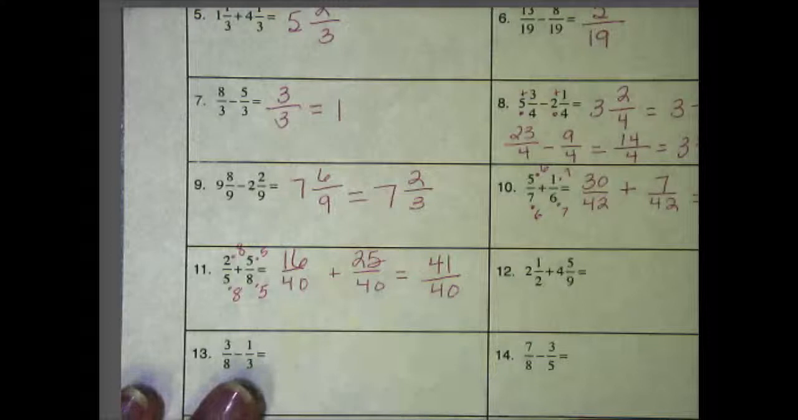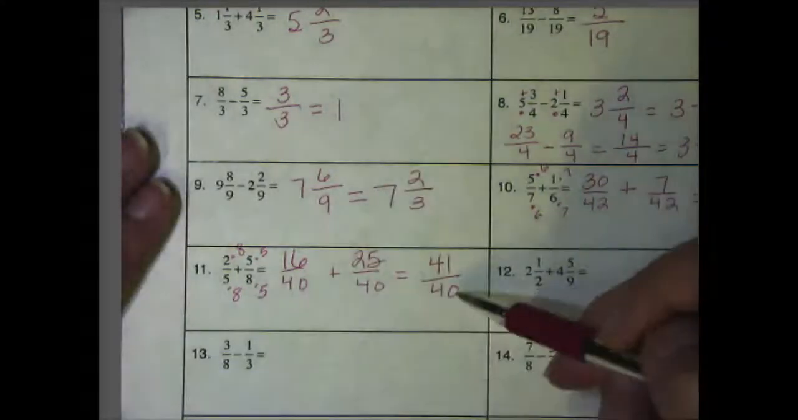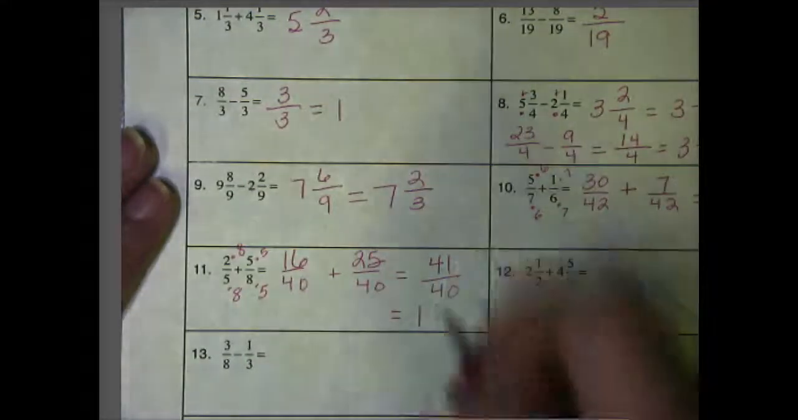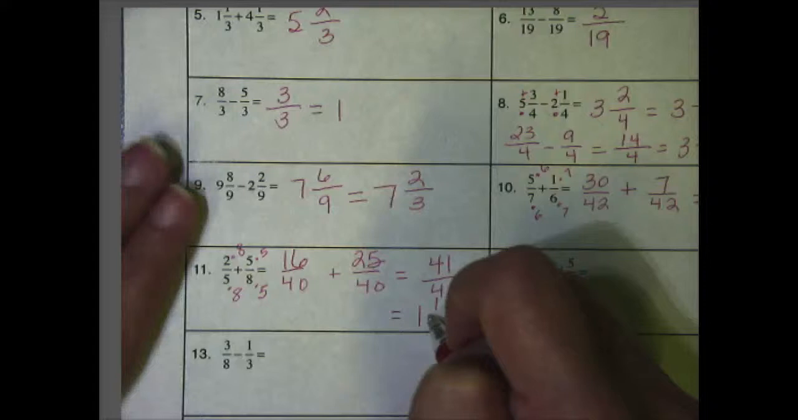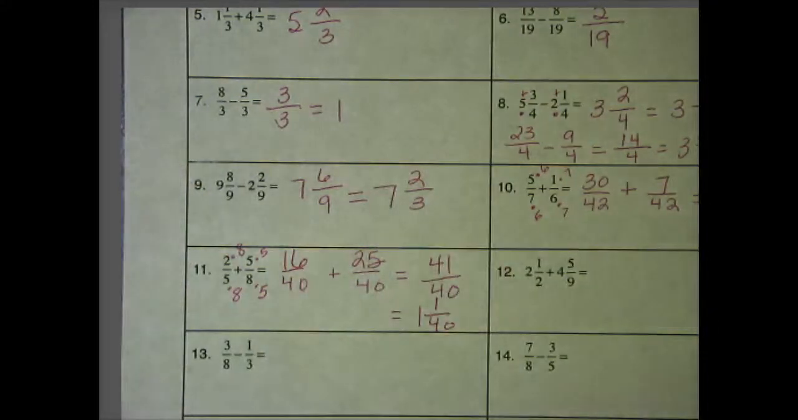The denominator stays the same. I have an improper fraction, and so I'm going to ask myself, how many times does 40 go into 41? Well, it goes in 1 time. I have 1 left over, because 41 minus 40 is 1, and my denominator stays the same. So 1 and 1 over 40.